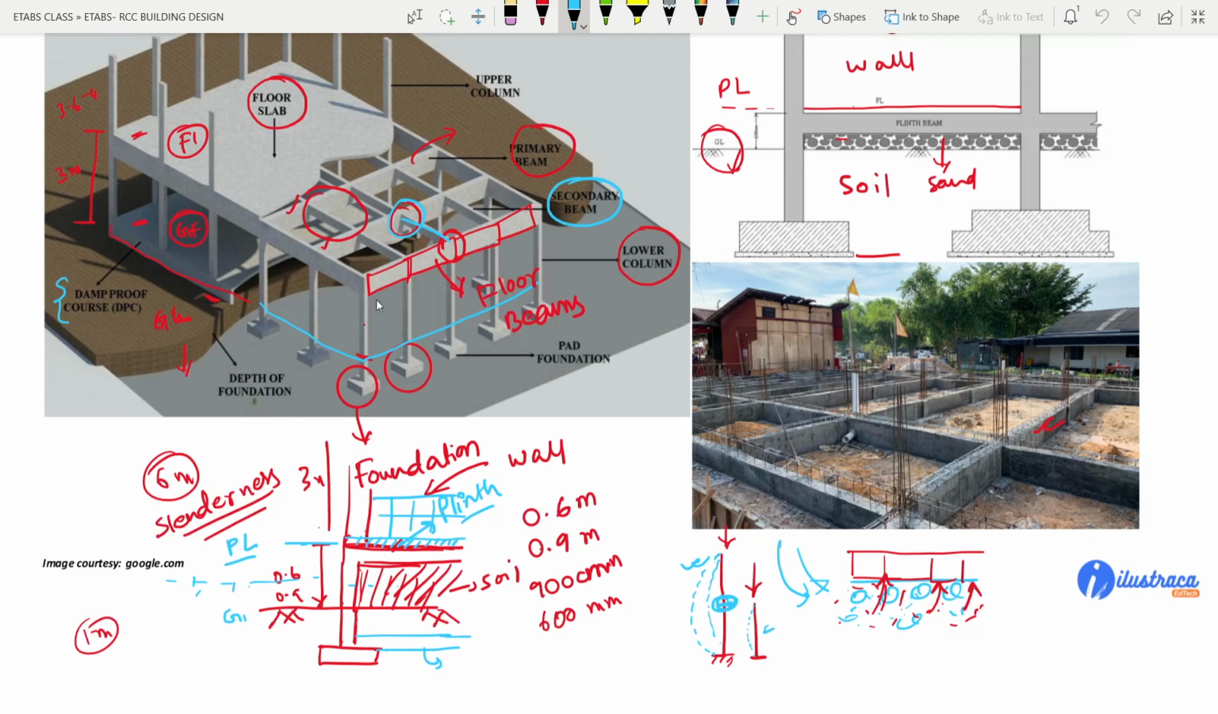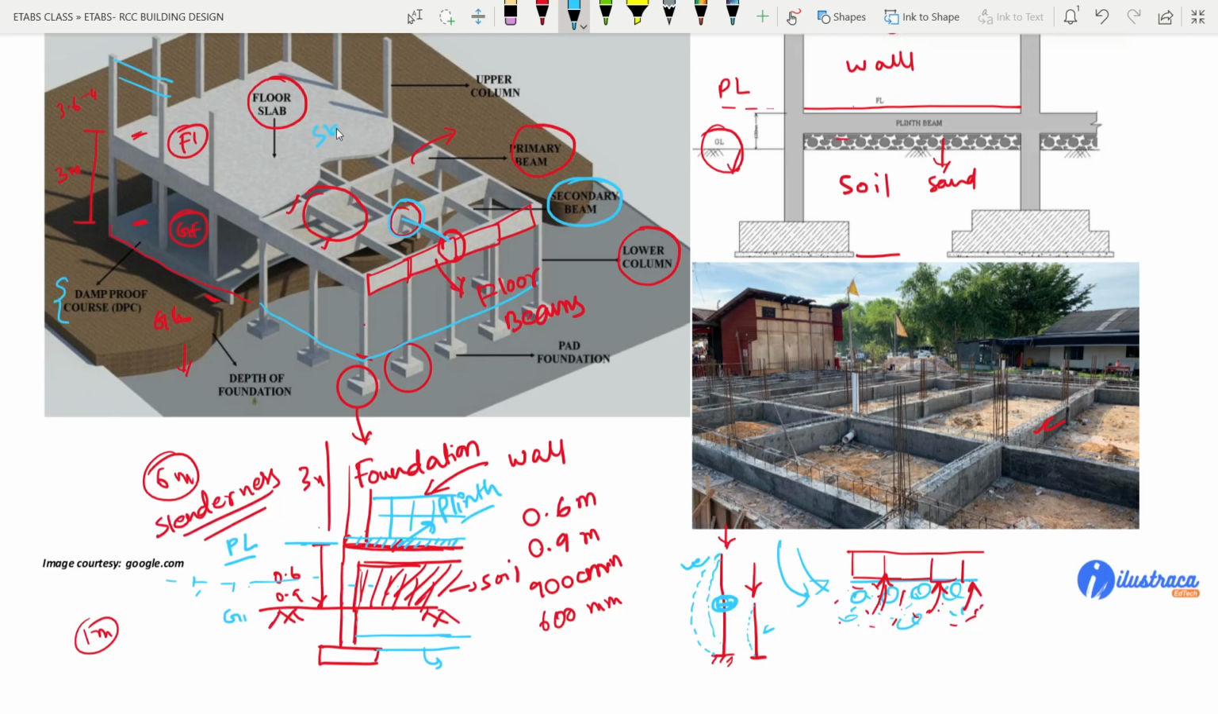So the primary beams are beams which are connected to columns, and the secondary beams are beams which are resting on other primary beams, or any end of the beam is resting on a primary beam. If we have one end resting on the primary beam, then also we call that beam a secondary beam. Then above that we will continue the same thing. We will have the upper columns, again the floor beams, another floor. Above this floor we will be constructing the floor slab.